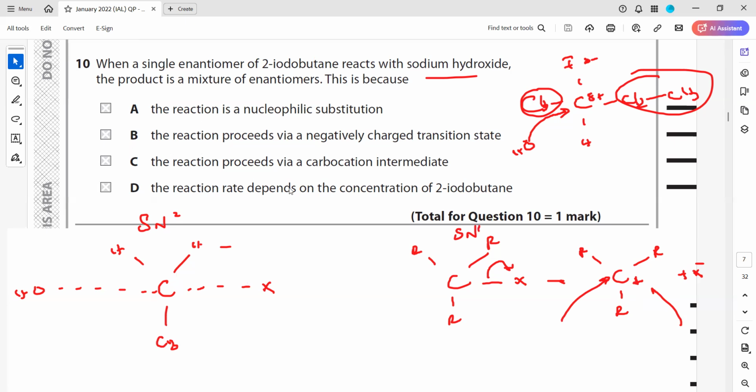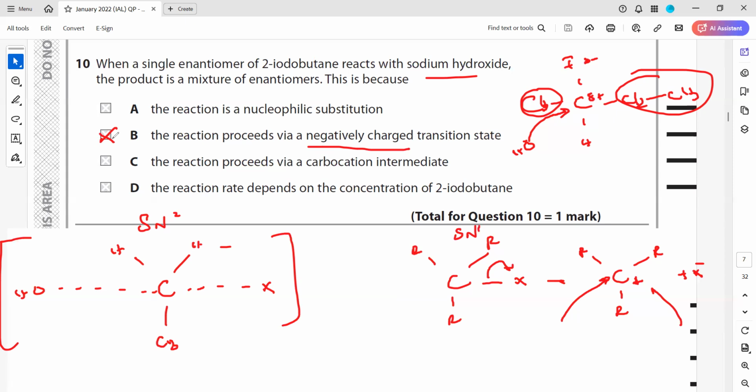In an SN2 reaction, the reaction proceeds by a negatively charged transition state. When SN1 is there, the transition state is positively charged. So what is the answer? The answer should be B. Clear? Because it undergoes a substitution reaction, which can be SN1 or SN2.